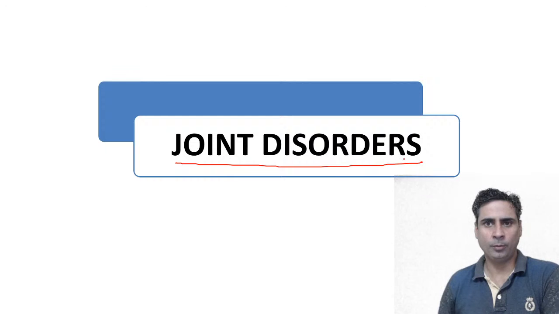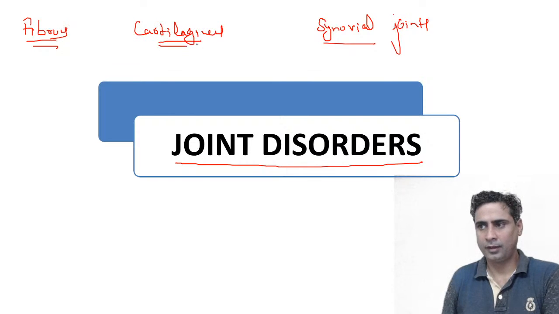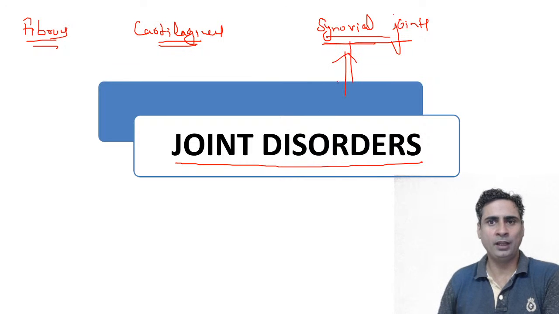And whenever in orthopedics we are talking about joint disorders, we are mainly concerned about synovial joints. As you all know, there are three types of joints, mainly fibrous, cartilaginous and synovial joint. So whenever we are talking about joint disorders in orthopedics, we are mainly concerned about synovial joints.